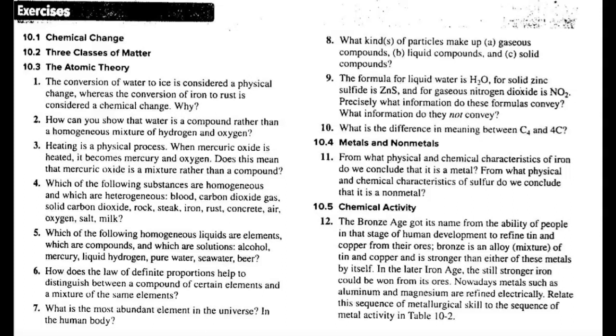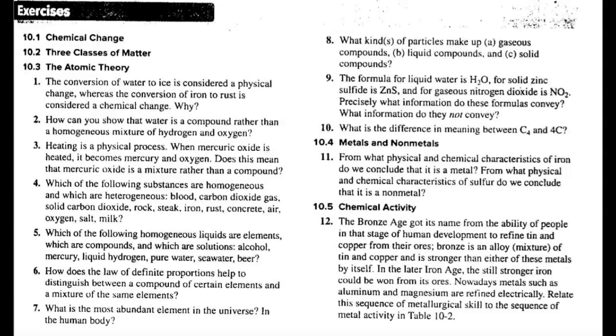Alcohol, you will find, is a homogeneous liquid that is a compound. Mercury is a homogeneous liquid that is an element. Liquid hydrogen is a homogeneous element. Pure water is a compound, so that's a homogeneous compound. Seawater is a mixture, and beer is also a mixture, okay?